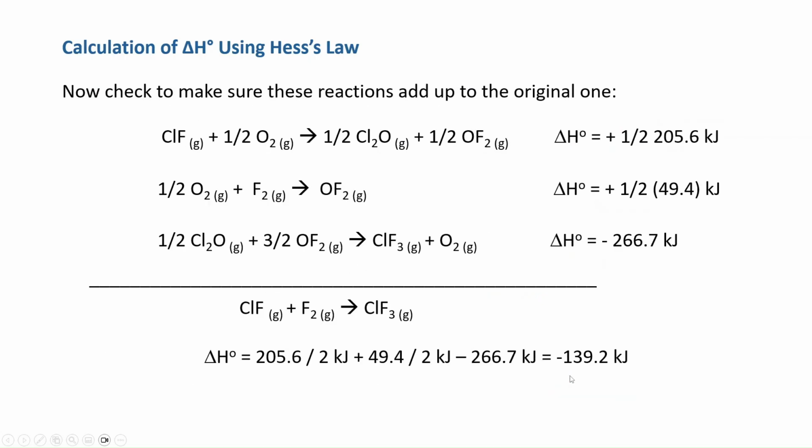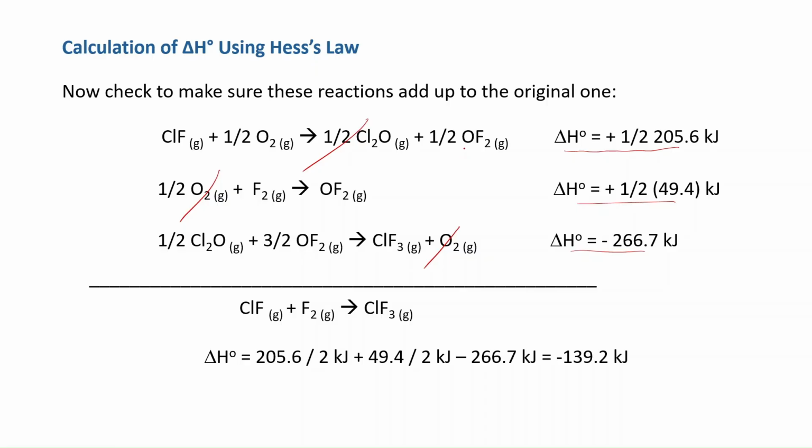Let me write them all together now. These are the modified equations. These are the new enthalpies. And now you have to add them together. So you start looking and you say, okay, I have half an oxygen, and here I have 1 oxygen, so they cancel out. Okay?